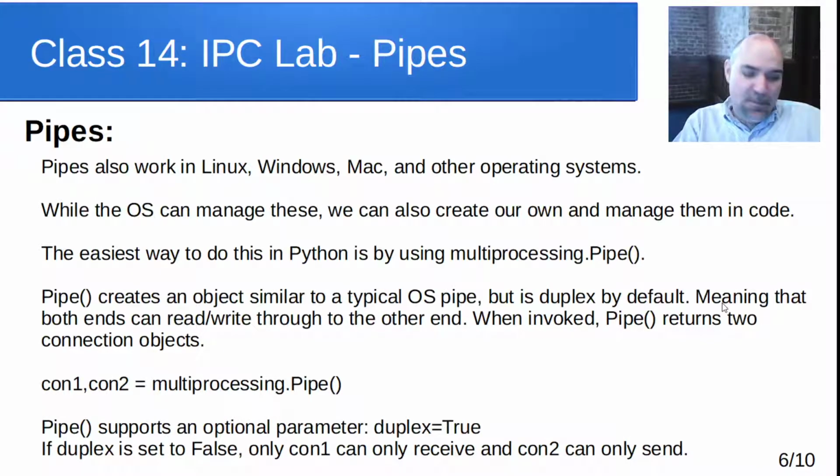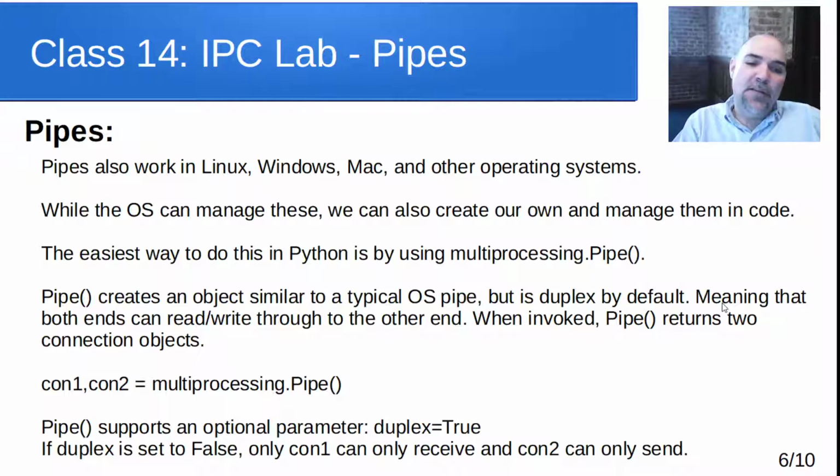All right, so here, pipes. One thing to remember is pipes are an operating system mechanism that exists in Linux, Windows, Mac, which is a form of Unix, and other operating systems. And the reason for that is that they're a very powerful inter-process communication mechanism that's also very simple. And while we could have the operating system do that, we can also create our own pipes and manage them in code that we write. And that's what we're going to do in the lab today.